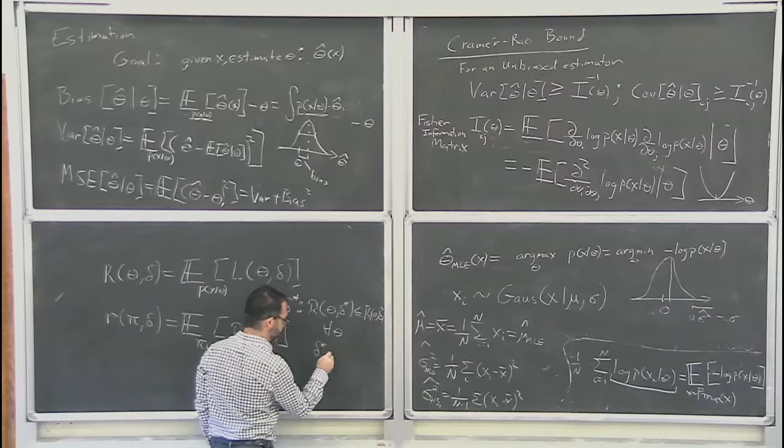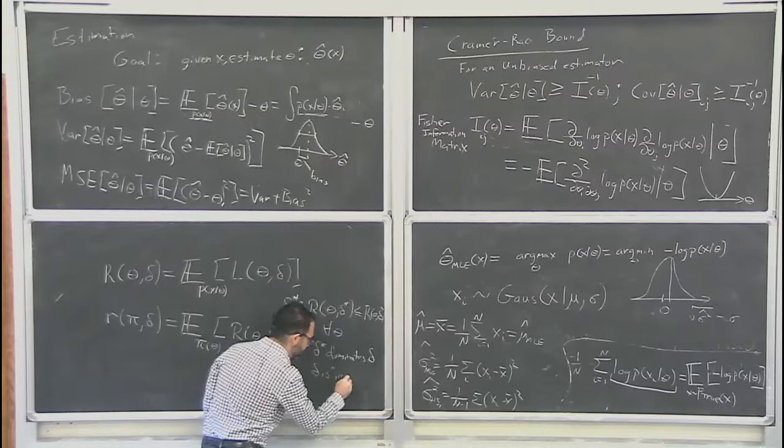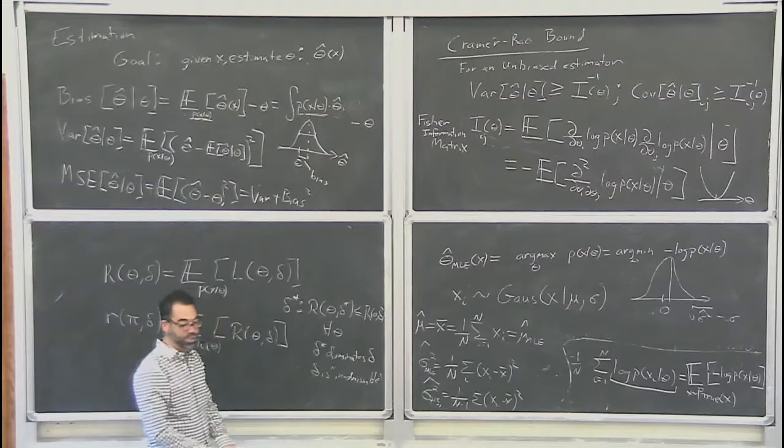dominates delta, and then you say that delta is, quote, inadmissible. It is an inadmissible decision. You would never use delta. Delta star is better, right?